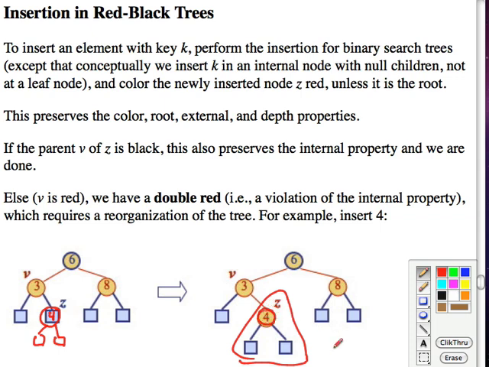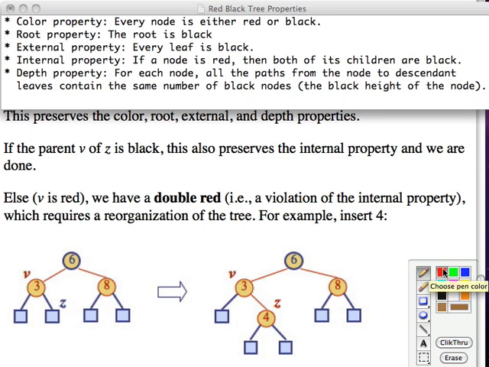So that is the first part of insertion, but now we have to check the red-black tree properties. So this insertion has preserved the color property that every node is either red or black because we colored our inserted node red. It's preserved the root property. We didn't touch the root node, it's still black. And it's preserved the external property because we added 2 black leaves. Every leaf is still black. And it preserves the depth property. We didn't add any black nodes, so if the depth property was true before, it's still going to be true that all the paths from the node to the descendant leaves have the same number of black nodes.